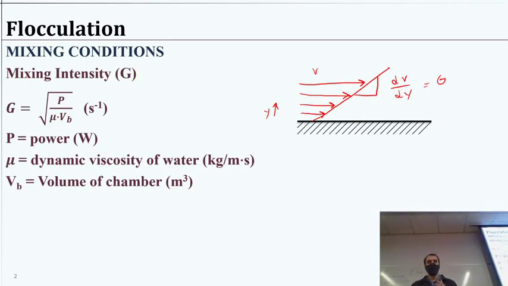So that brought us to mixing conditions. That's where I was discussing this mixing intensity term, that concept of an object moving through liquid or liquid moving past an object, and the velocity gradient of water as it gets slower closer and closer to the surface. We can understand the mixing intensity that way, and it's the square root of the power added divided by the viscosity times the volume of the system.